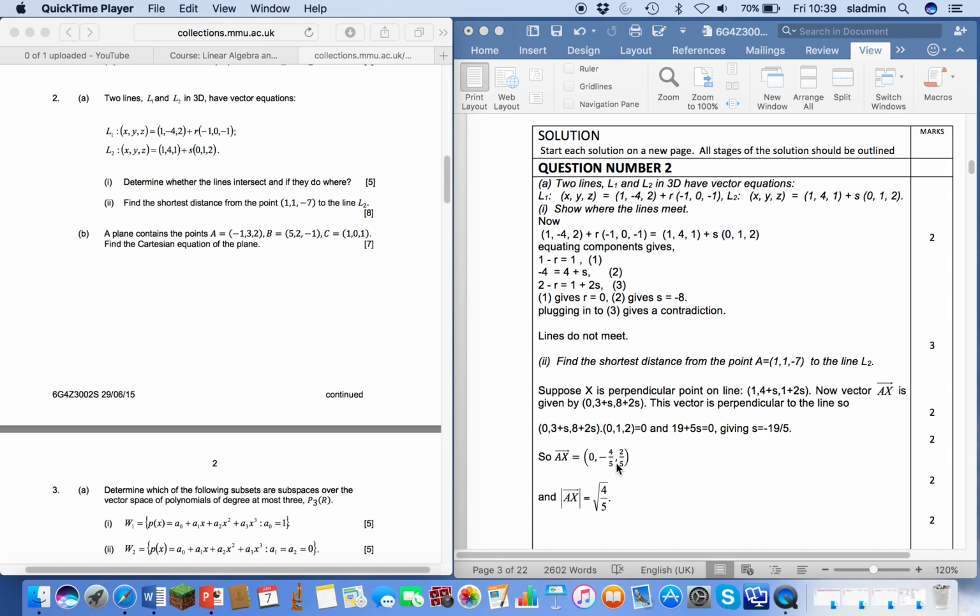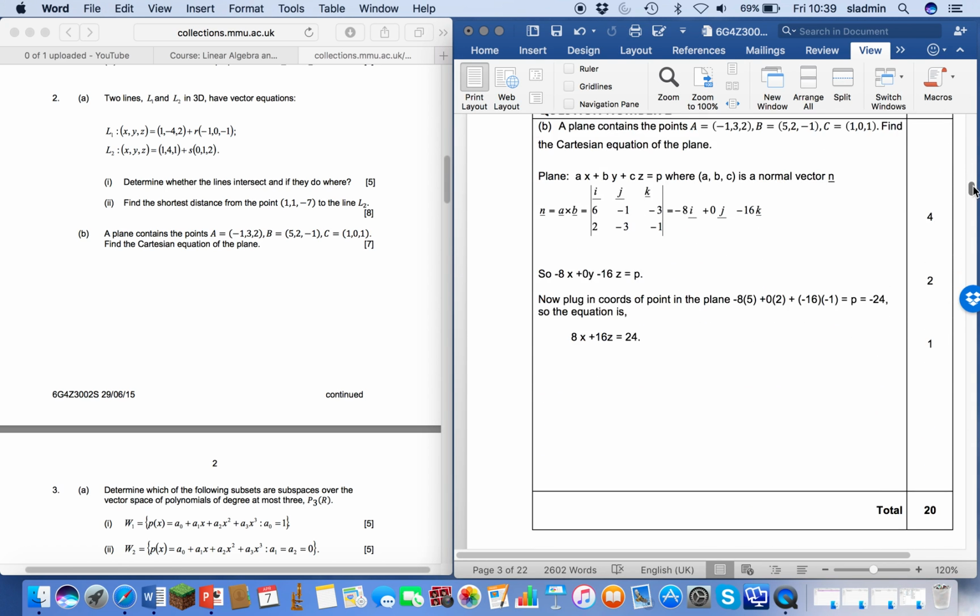Here is our vector AX, which is perpendicular to the line. And to find the length of this vector, we simply use the Euclidean norm. So we just square each component, add them together and take the square root. And you'll see that the answer is the square root of 4 over 5. And that concludes, oh no, that does not conclude that. Okay, so now we've got part B.